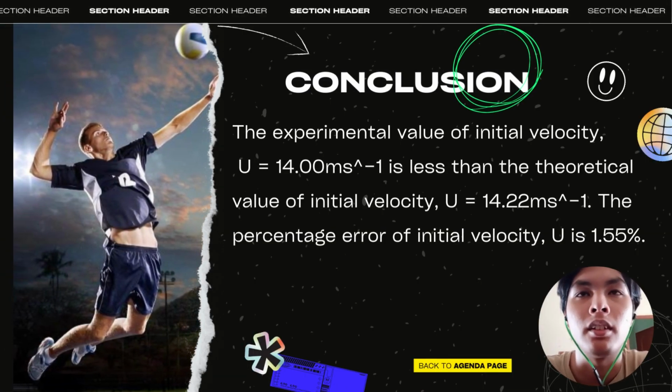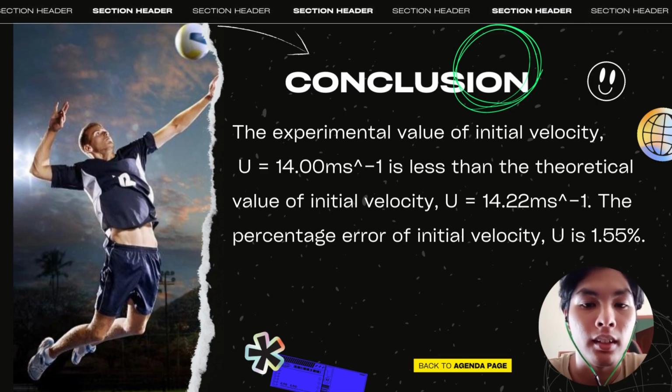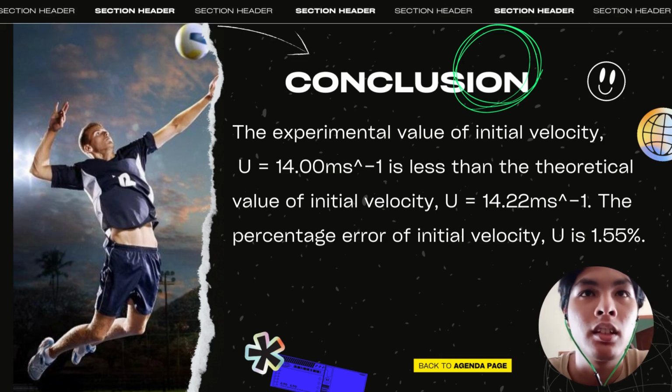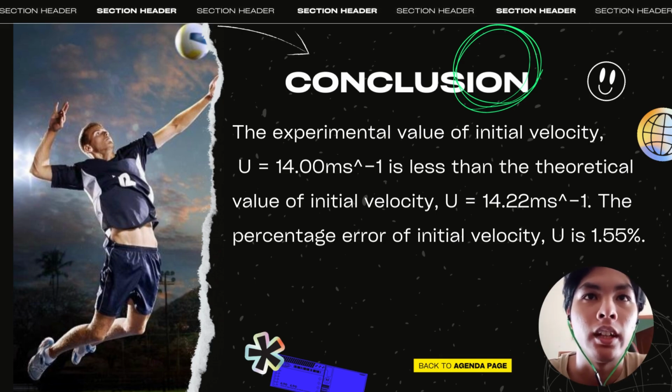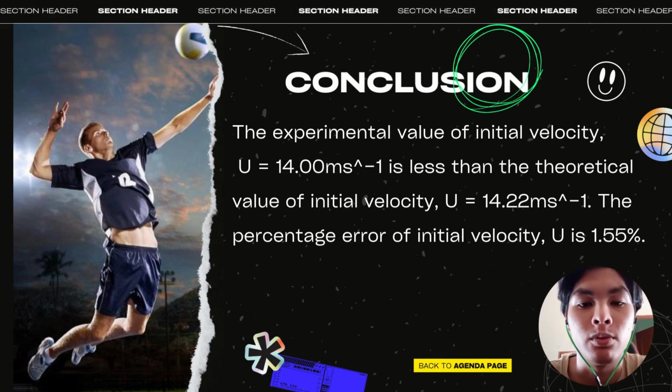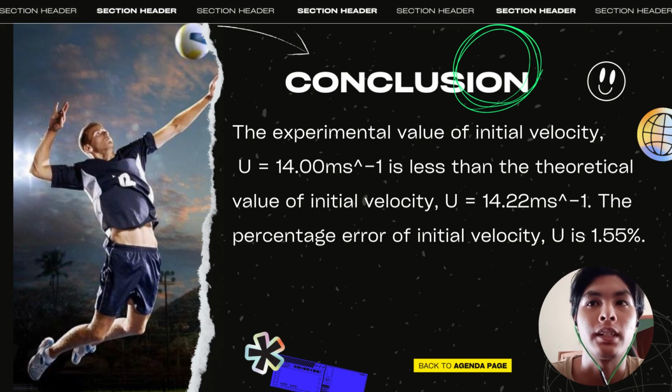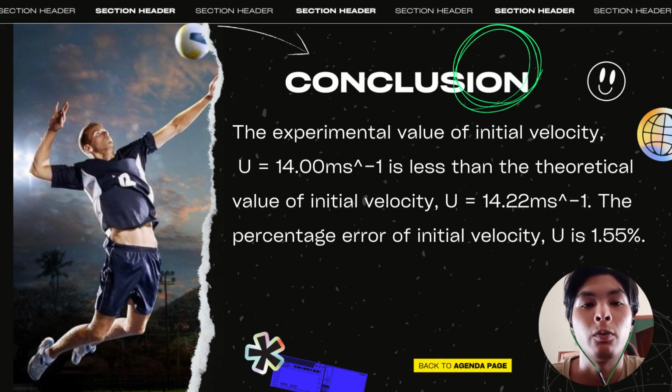So, based on the calculations that we have done in the report and in this presentation, we can conclude that the experimental value of initial velocity U, which is 14 meters per second, is less than the theoretical value of initial velocity U, which is 14.22 meters per second. The percentage of error of initial velocity U is 1.55%.